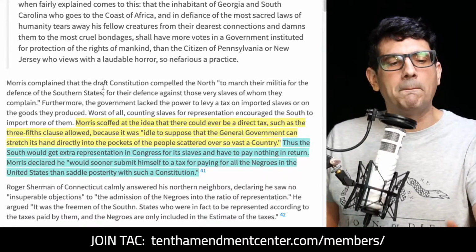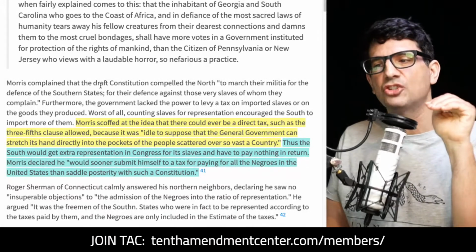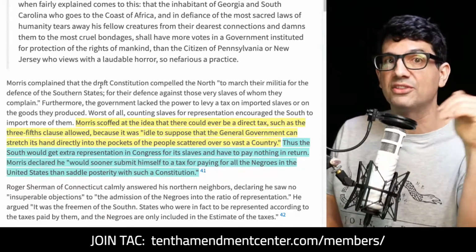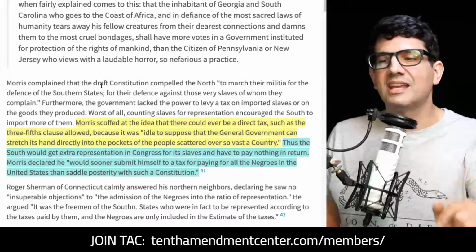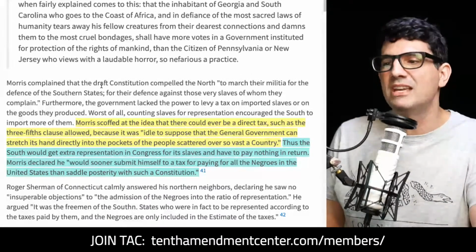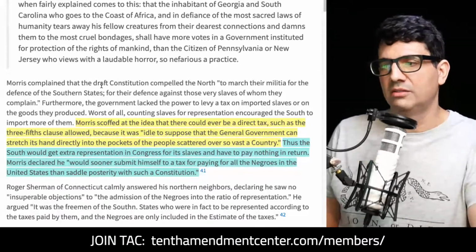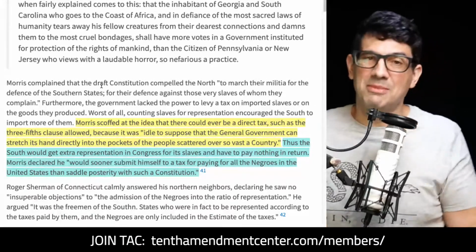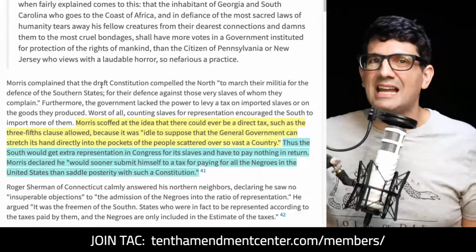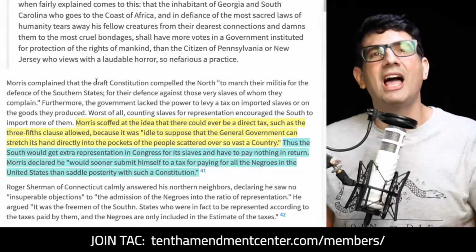Going further, this is from Paul Finkelman. Thus, the South would get extra representation in Congress for its slaves rather than zero and have to pay nothing in return. Morris said he would, quote, sooner submit himself to a tax for paying for all the slaves in the United States than saddle posterity with such a constitution. I mean, maybe he meant it. I don't think that's really how it played out. Maybe he was trying to draw a line in the sand.